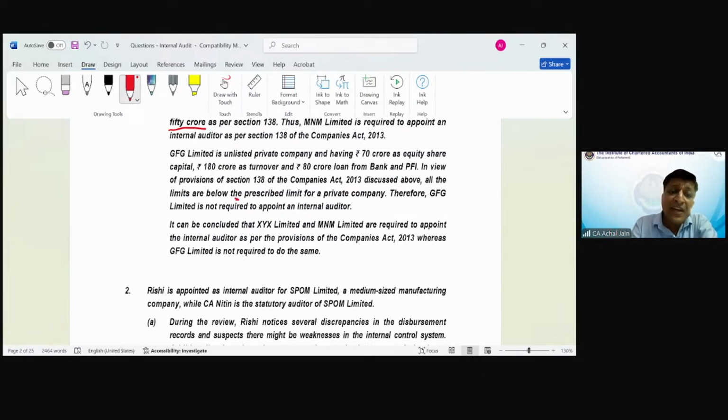But let's suppose GFG wants to get the internal audit done, will that be permissible? Yes, sir. They can appoint. Yes. It's optional. Correct. It's optional. So if the Companies Act criteria is not applied, don't think that a company cannot do that. It's something which the company can always do. Okay, now next question.